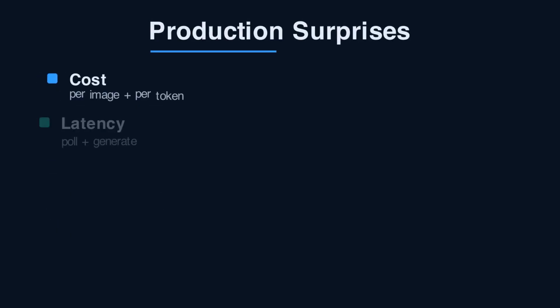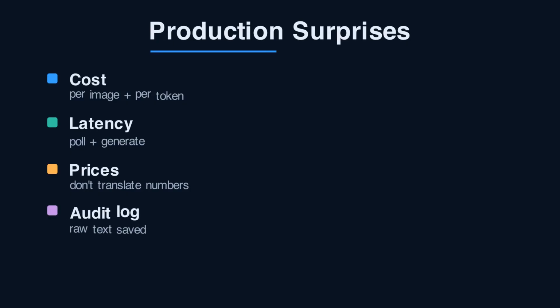Production surprises. Read charges per image. OpenAI charges per token. Batch and cache, or the bill climbs fast. Latency stacks. OCR polling plus generation runs several seconds. Show a progress state.